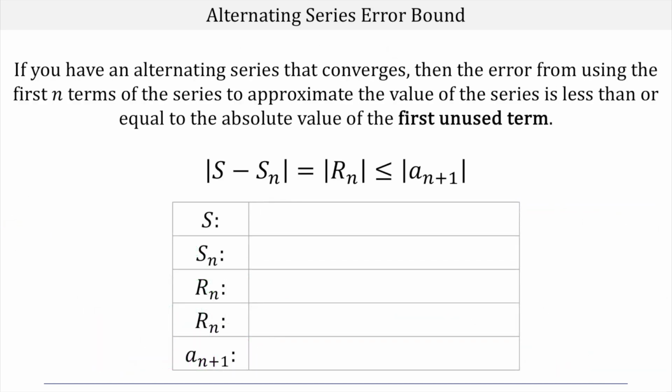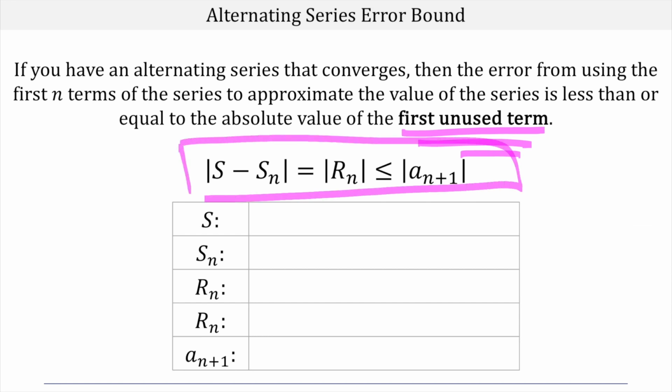So this is the alternating series bound. If you have an alternating series that converges, then the error from using the first n terms of the series to approximate the value of the series is less than or equal to the absolute value of the first unused term. So here is the alternating series error bound written in mathematics speak.